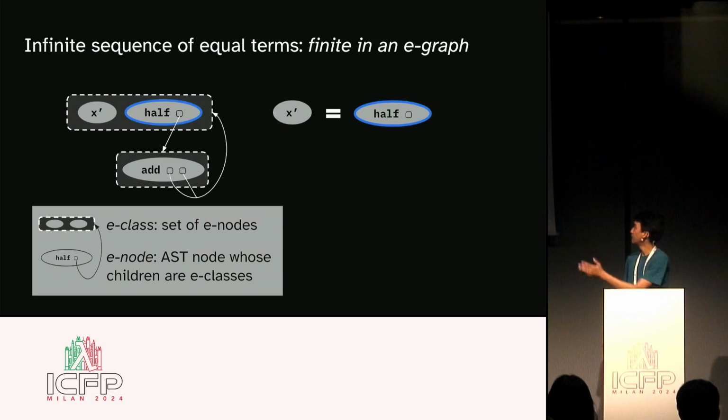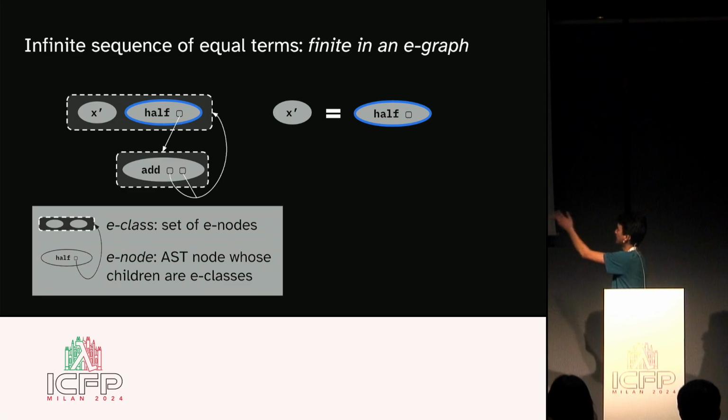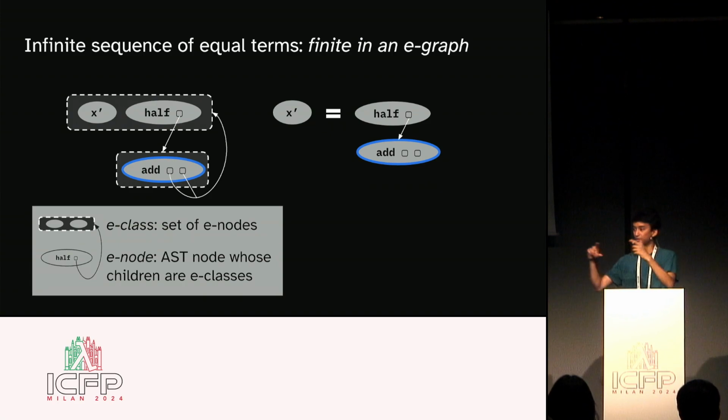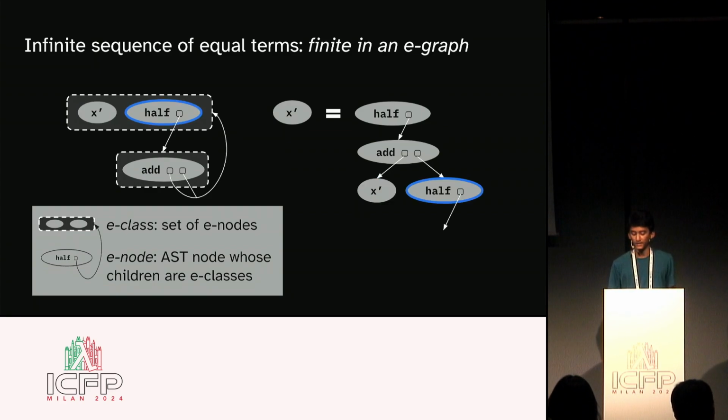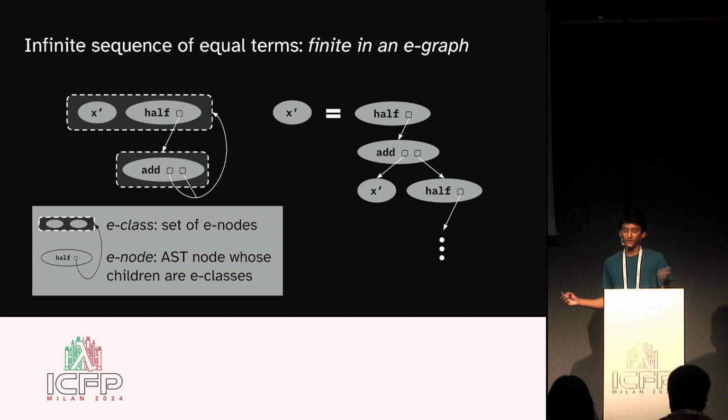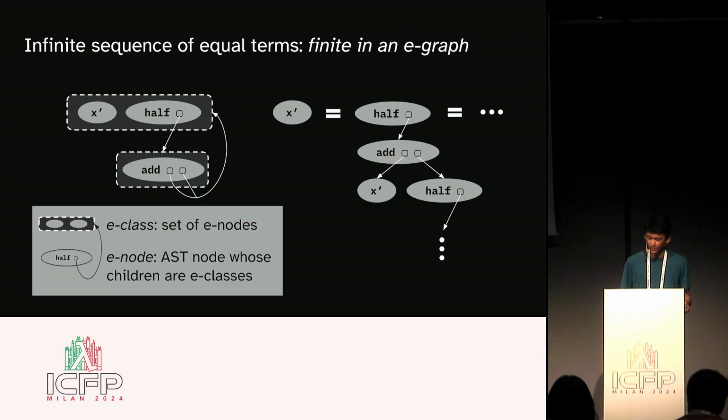On the other hand, we know that x prime is equal to half, which is in the same E-class. But now half has a child, which goes to this add, which is in a singleton E-class. But now add points back to the original E-class at the top. And you have this choice. Add can either point to x prime, or its second argument is the same E-class, it can point to half. And you can continue this process until you finally reach a terminating term. And it turns out that this representation allows us to represent all of the terms in this infinite sequence and more.